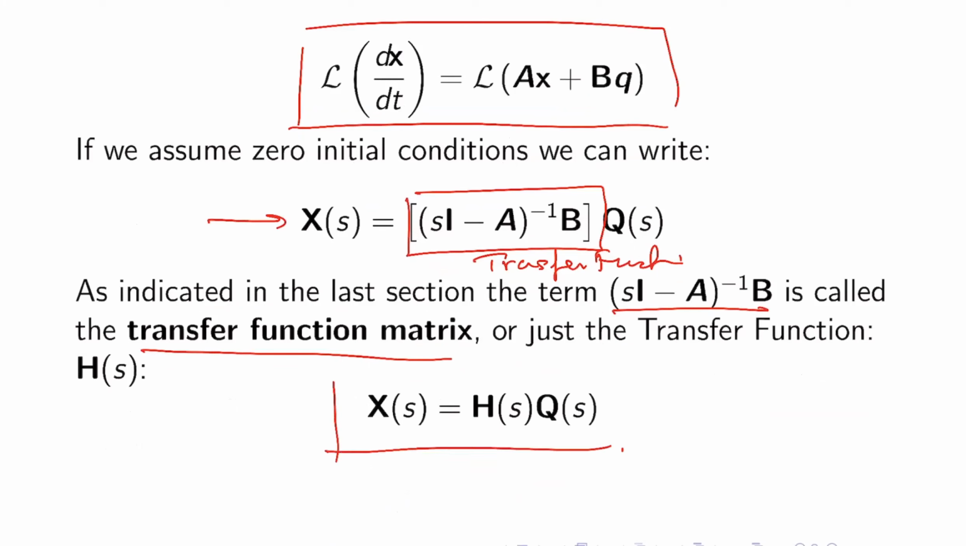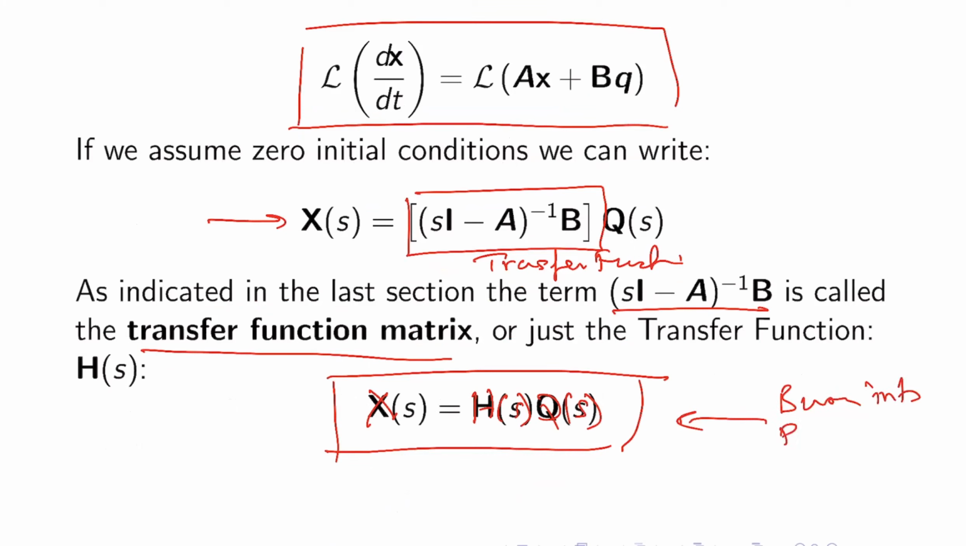We've seen this a couple of times now. The transform of the state variables is the transfer function times the transform of the input. This thing you should burn into your brain.